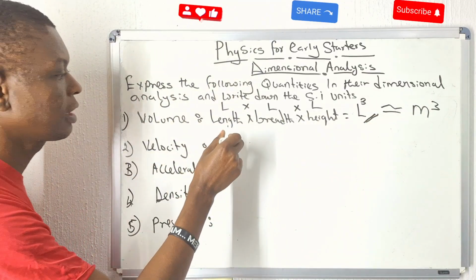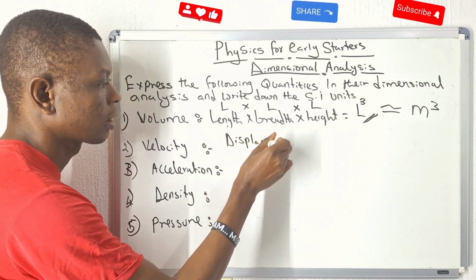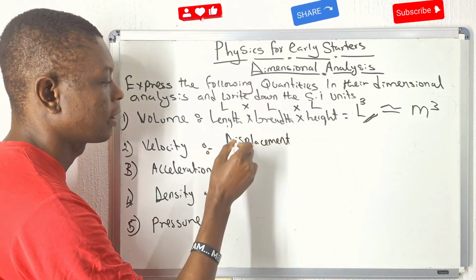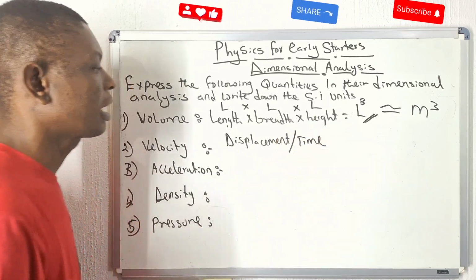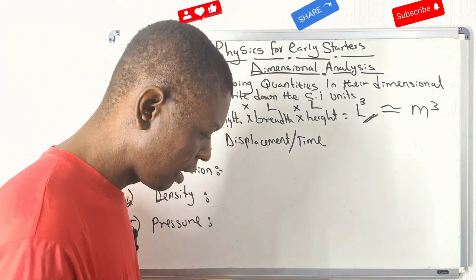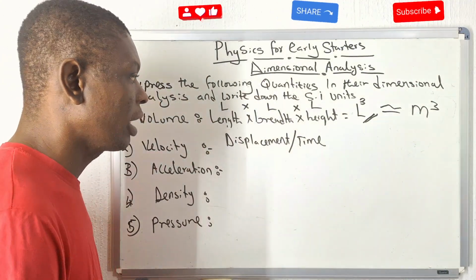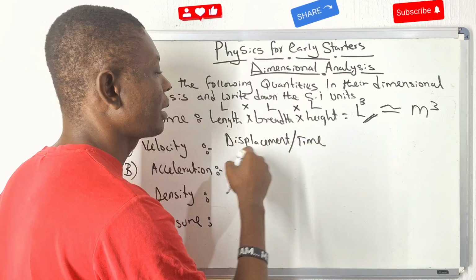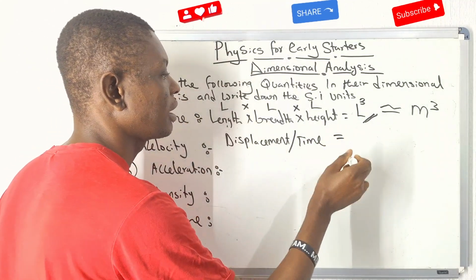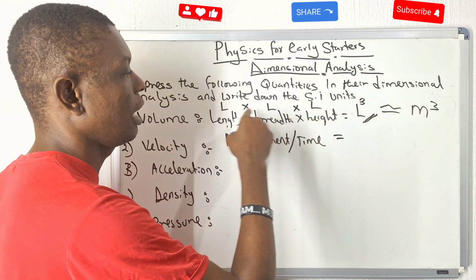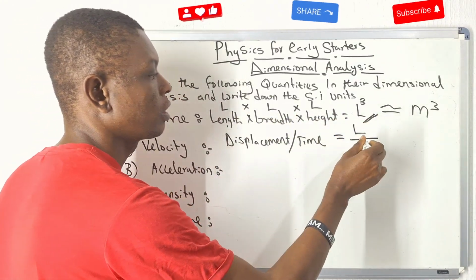Now, what's velocity? Velocity is displacement over time. Checking this out, displacement is a change in position within a straight line. Okay, it's a vector quantity. Now, displacement has to do with change in position, which is distance. So therefore, distance has to do with what? Length. L over your time is what?